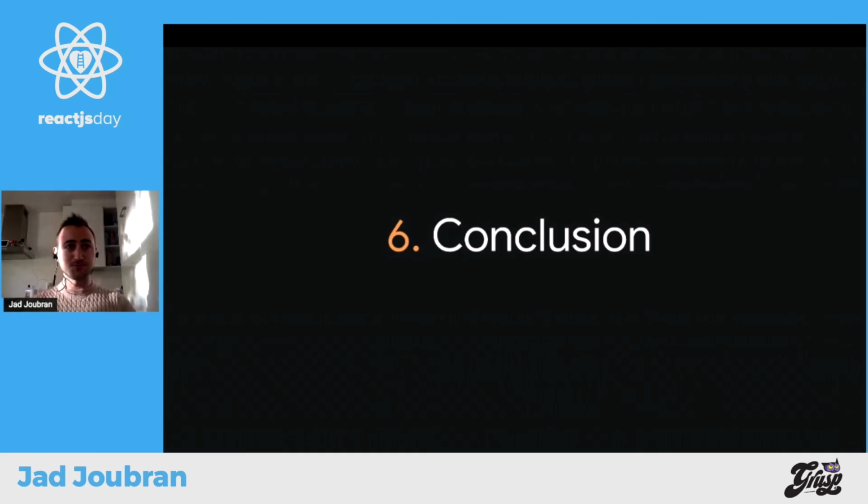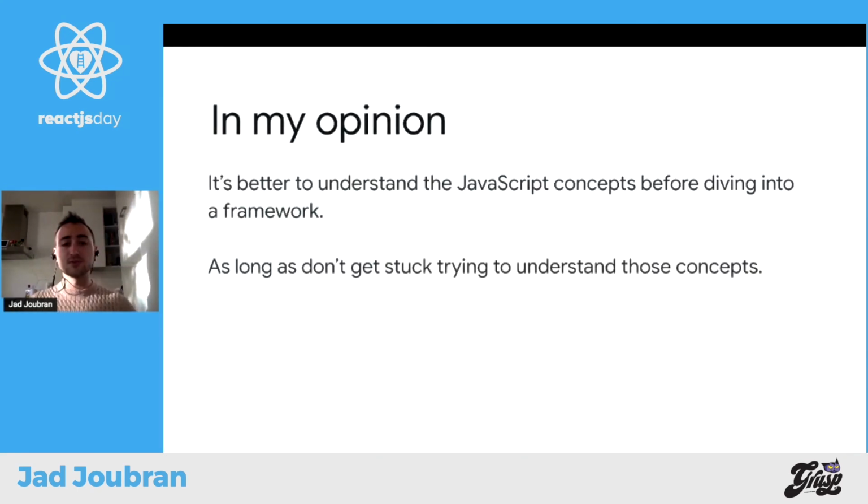So in conclusion, in my opinion, it's always better to understand the JavaScript concepts before diving into a framework, because if you had no idea what array destructuring means, then it's going to be confusing to use state. Why does the syntax look like this? Is this a React feature or is it a JavaScript feature?